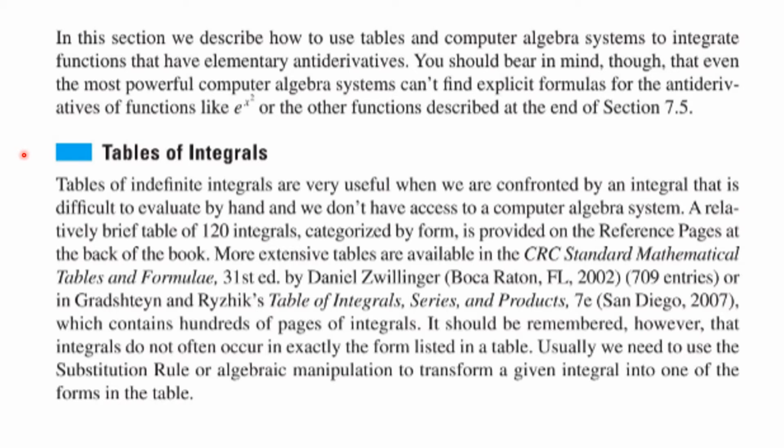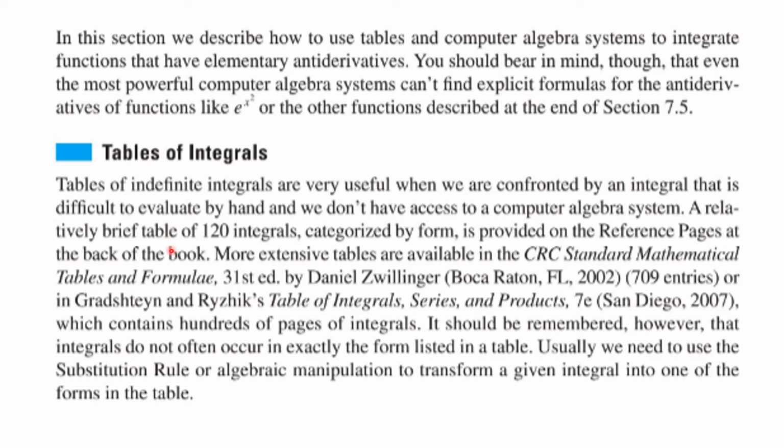Tables of indefinite integrals are very useful. They give you the indefinite antiderivatives. So when we're confronted by an integral that is difficult to evaluate by hand, or we don't have the time to evaluate it by hand, and we don't have access to a computer system, we use these. I have one of these in my office and I use it frequently.